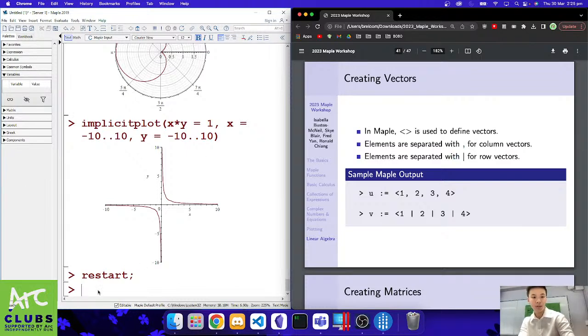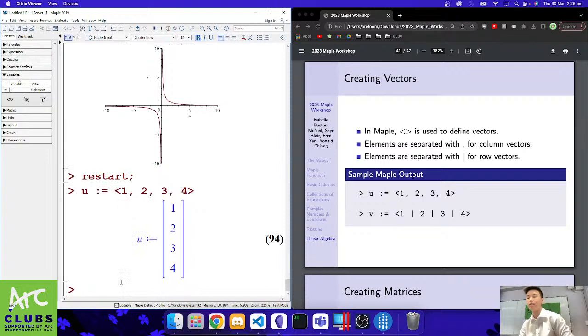Just a quick example: if we want the column vector 1, 2, 3, 4, we wrap it around these signs, and since we want a column vector, we use commas to separate each element. Hit enter, and as you can see, we get a nice column vector out.